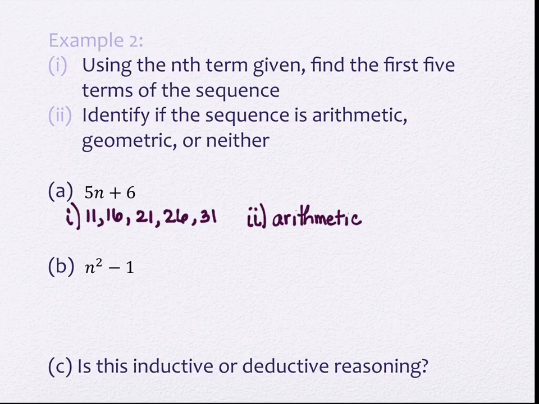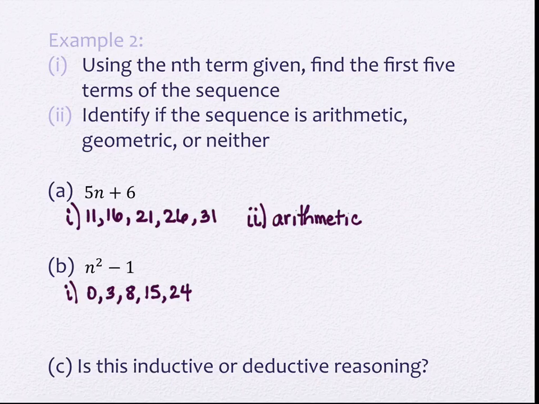Very good. Let's do it again. Step 2, or part 2, part B. What happens when I plug in n equal to 1? It becomes 0. What about n equal to 2? 3. N equal to 3. 8. N equal to 4. 15. And n equal to 5. 24.